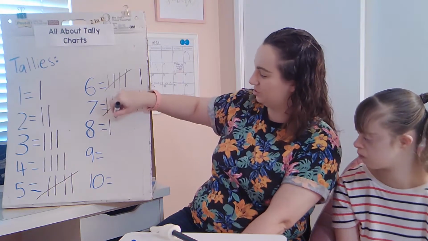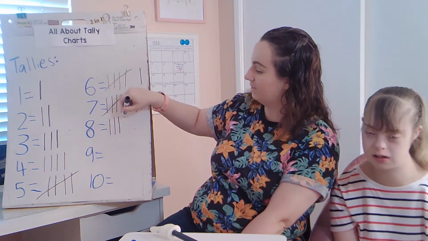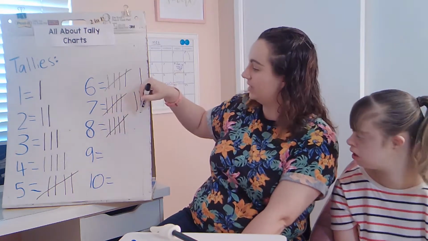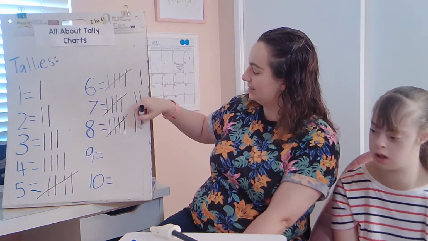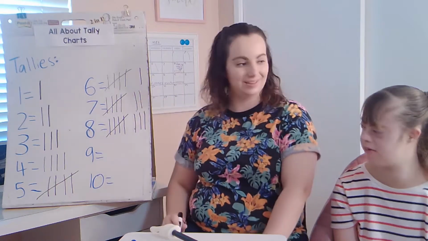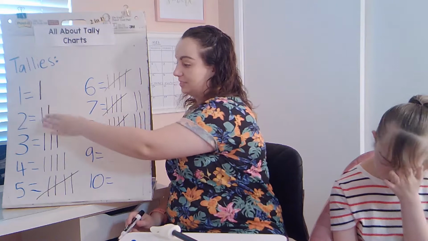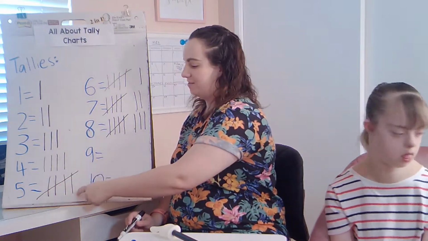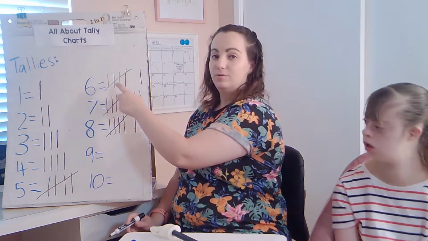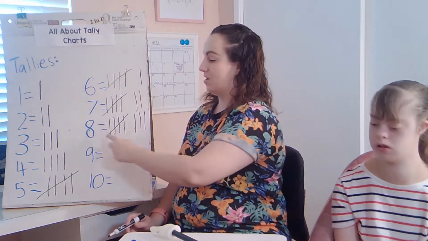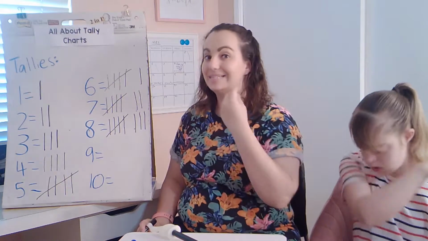1, 2, 3, 4. Special 5. And we keep making tallies. 6, 7, 8. Awesome. Maybe you're starting to see the pattern. One kind of expands out, and after 5, we show 5 and then how many more. And this is how we're writing numbers in tallies.